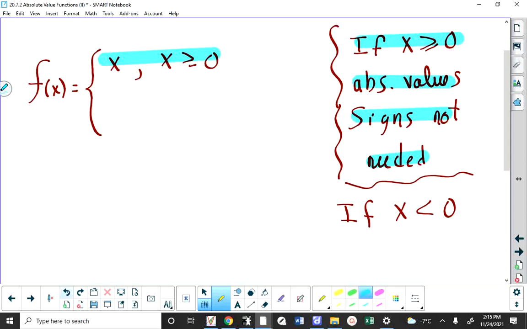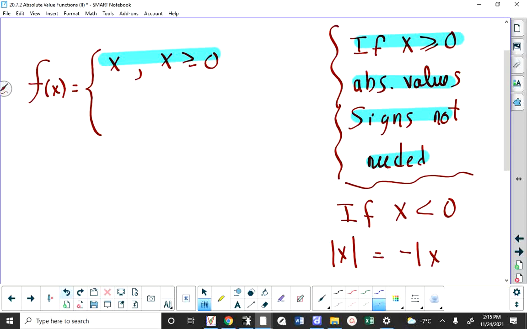If x is less than 0, then the absolute value of x is equal to what? Well, go ahead. Negative 1 times x. X is a negative number, but when I say x is a negative number, that negative is inside of the x. We don't go negative x. That would be negative of a negative number.